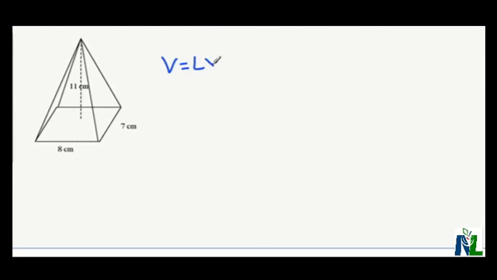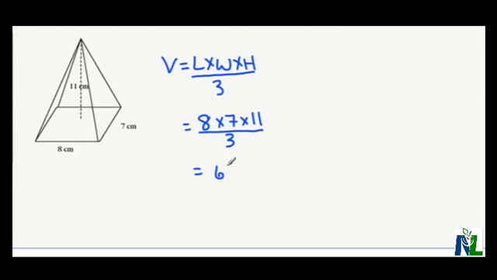So length times width times height divided by 3. Now the length is 8, the width is 7, and the height is 11. So 8 times 7 times 11 is 616. And then if I divide that by 3, I get 205.3 rounded to 1 decimal place. Now the units for volume are always cubed, so we write this as centimeters cubed.